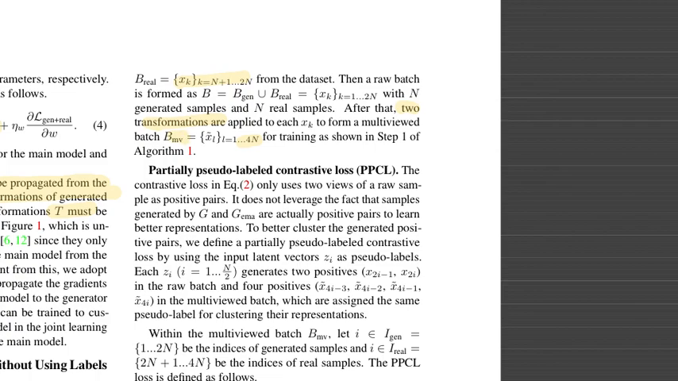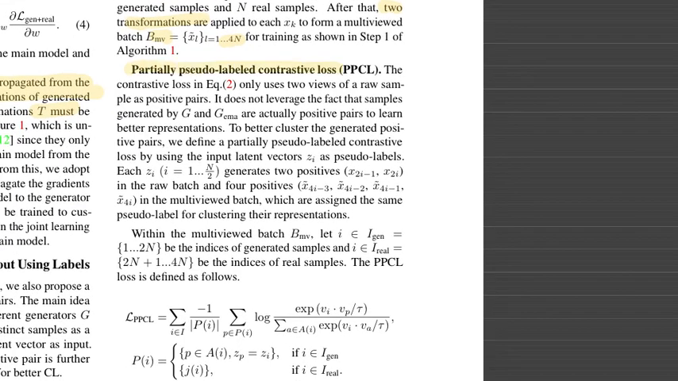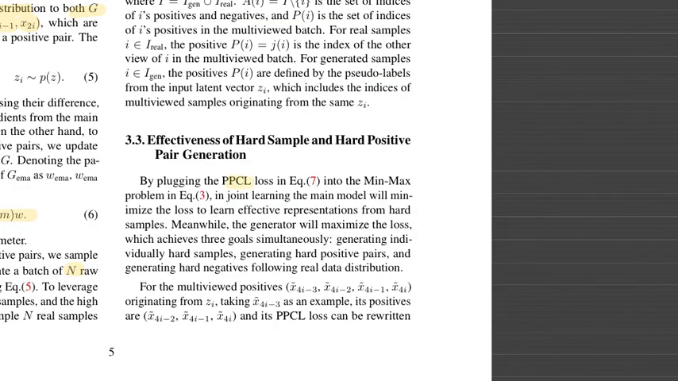So they have a partially pseudo-labeled contrastive loss here, which if you look at it, is basically the same as supervised contrastive loss. The point is that if an image is real, then its counterpart is the other view coming from the other transformation applied to the image, and it is considered the same pseudo-label as it is. But for the generated examples, you would have 3 other examples in this batch that have the same label as that one. Because of this intermediary approach, they call it partially pseudo-labeled contrastive loss. Then they plug this loss into the min-max problem, and jointly optimize everything.